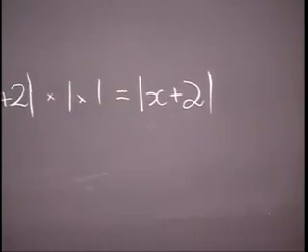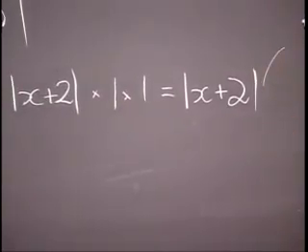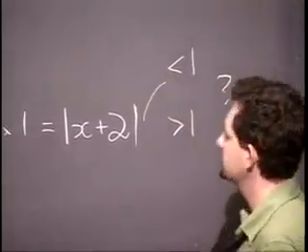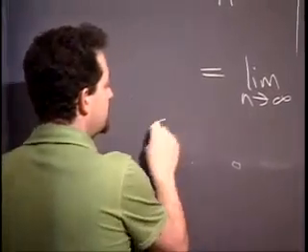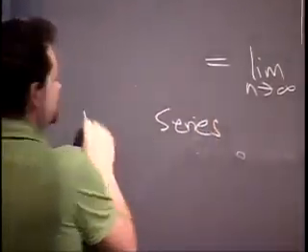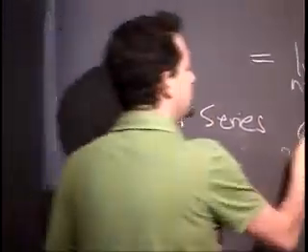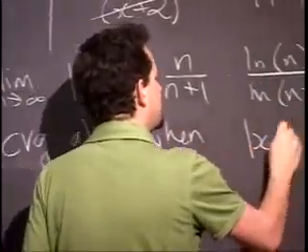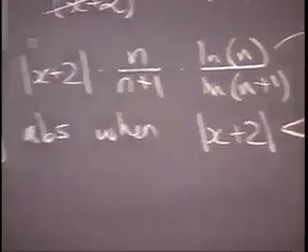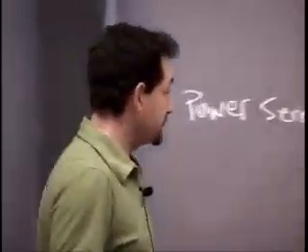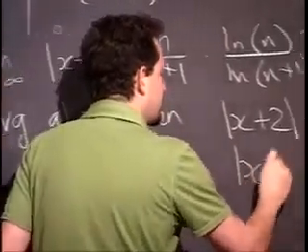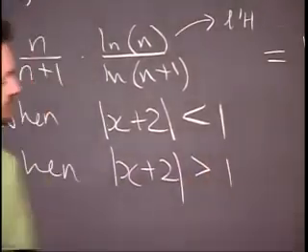So it's x plus 2 in absolute value. And what's important is whether it's less than 1 or greater than 1. So let's examine this. The power series, the one in the question, converges absolutely when the absolute value of x plus 2, which is our limit, is less than 1. And it diverges when this limit that we found, absolute value of x plus 2, is greater than 1.